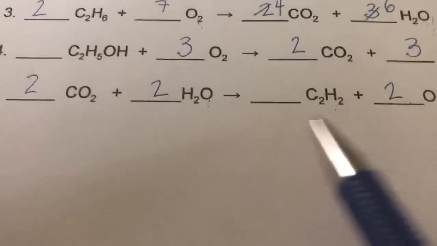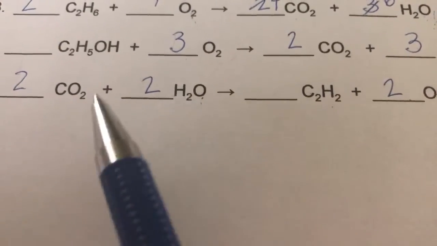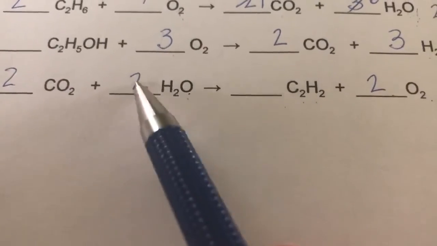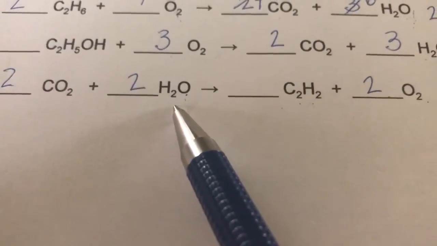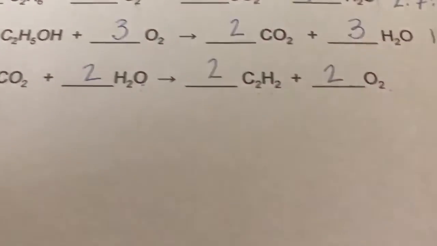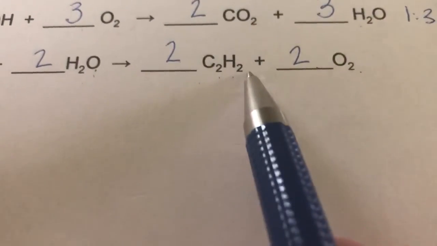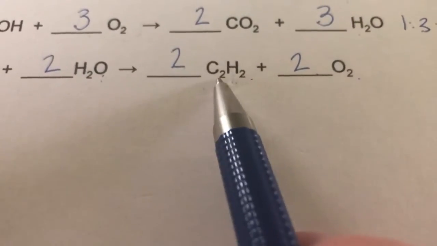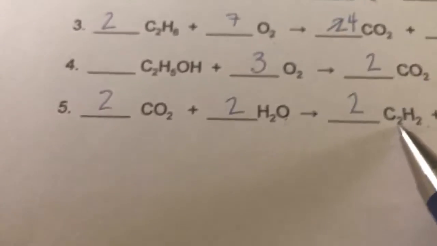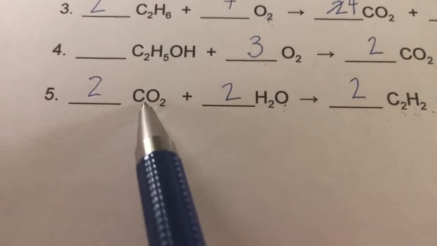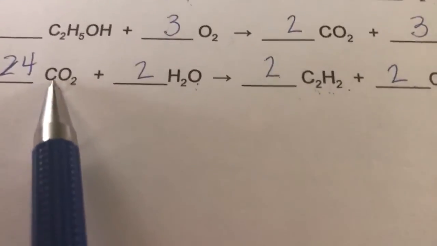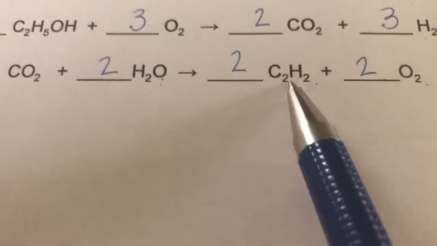But we have an issue because we changed our hydrogens here, so let's start over. I still have 2 carbons, 2 carbons. But now I have 4 hydrogens. 2 times 2 is 4. So I have to have a 2 here. So 2 times 2 is 4. But that messes up my carbon. Now I have 2 times 2, which is 4 carbon. So that means I have to have 4 carbon over here. So I cannot have a coefficient of 2. It's got to be 4. Let's start over. 4 carbon, 4 carbon.